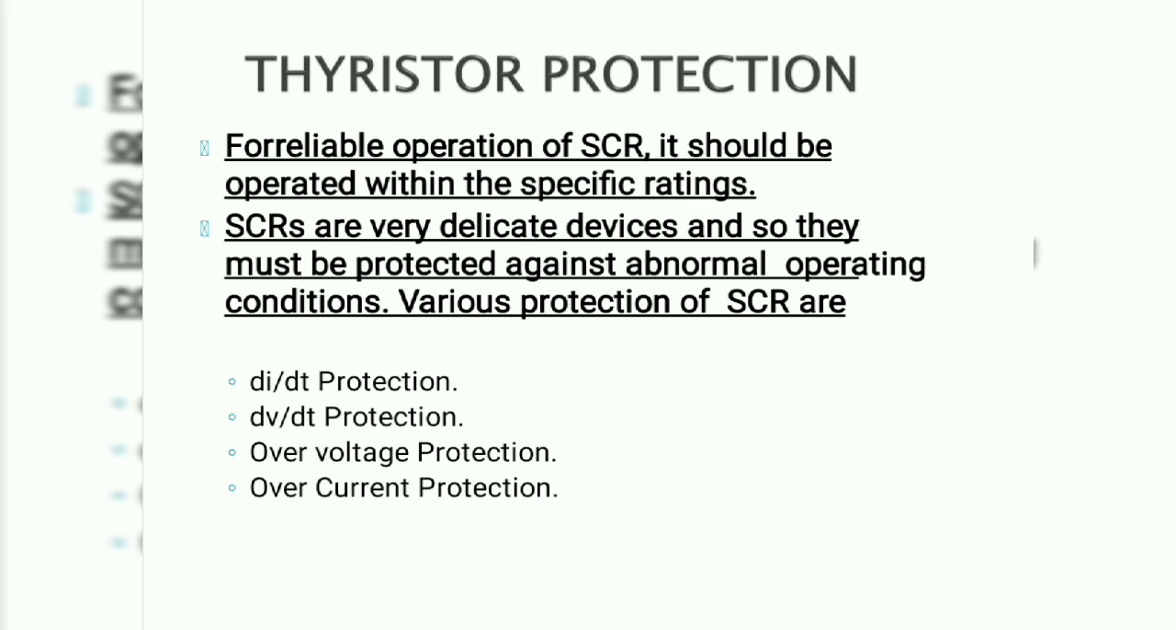Next there is thyristor protection, meaning you need to protect the thyristor. For a reliable operation, the SCR should be operated within the specified ratings. Any electronic device or component has some rating, and if you provide a supply voltage above the rating, it may damage the device.